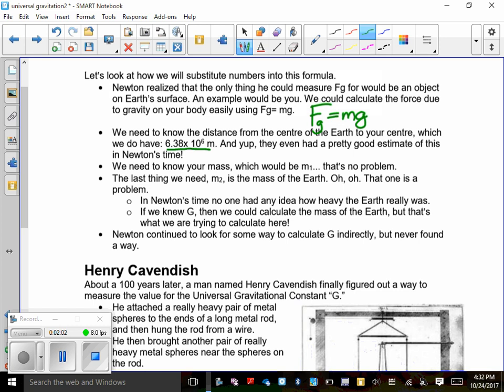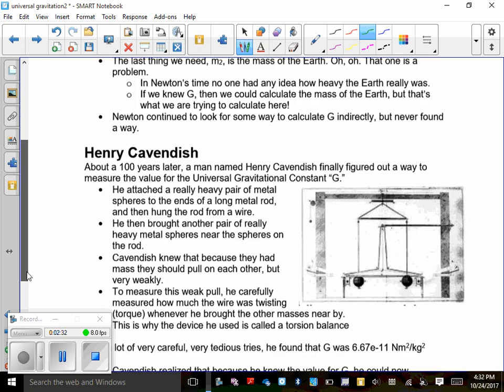And they even had a good estimate of this in Newton's time. We need to know your mass, which would be mass 1, no problem. The last thing we need is the mass of the Earth. Now, how can we find the mass of the Earth? No one had any idea how heavy the Earth really was in Newton's time. But if we knew G, then we could calculate the mass of the Earth. But that's what we're trying to calculate here. Newton continued to look for some way to calculate this constant indirectly, but never found a way.